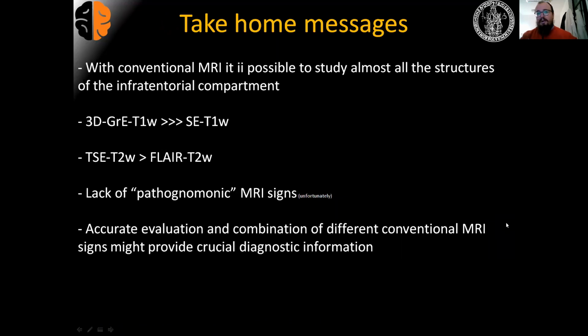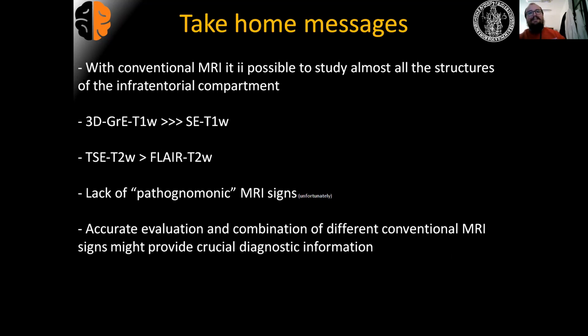So I will leave you with these take-home messages. With conventional MRI, you can actually see a lot of structures. You see most of the structures at the level of the infratentorial compartment, at least at the macroscopic level. Of course, you cannot see very small nuclei, but you can see a lot of the big structures. When evaluating your images, please remember that 3D T1-weighted gradient echo sequences are way better than normal spin echo, so please do that for several reasons.